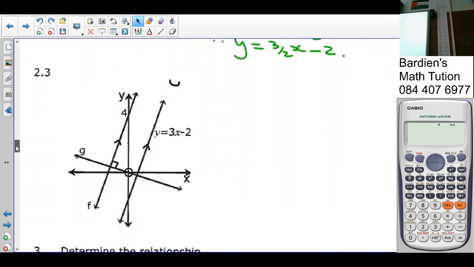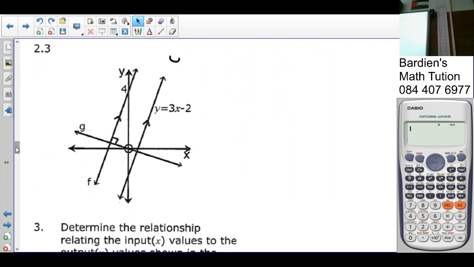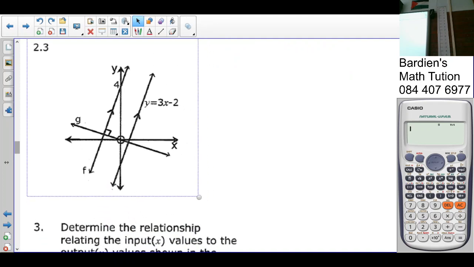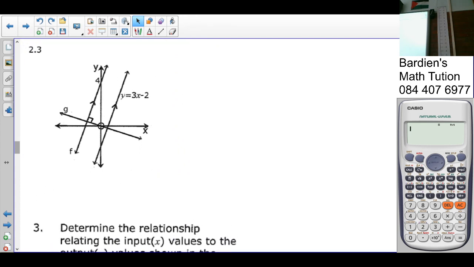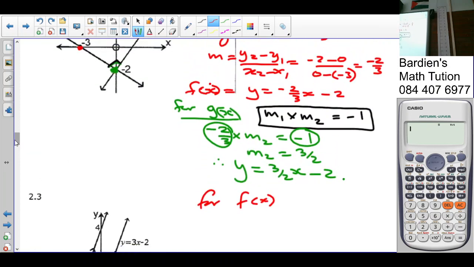Alright. Got the next question. The 2.3. Nope, there's nothing to do. So if you're looking at f, so for f of x, did I put the g of x in the previous one? Yes. Yes, it should be g of x is equal to. You all okay with that?